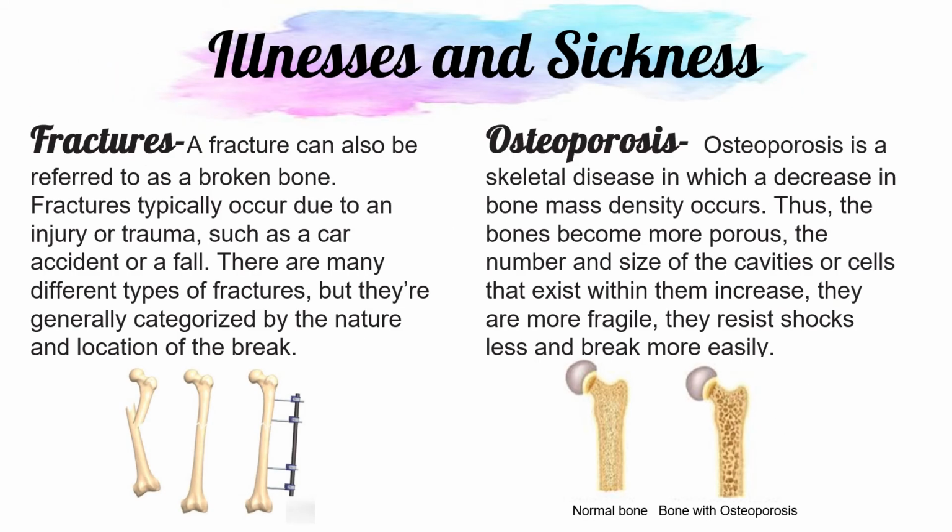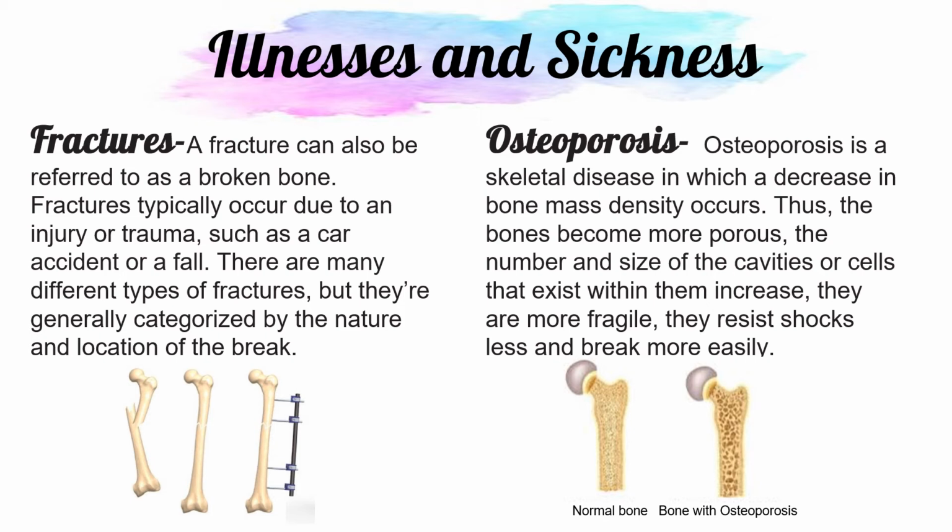I'm going to talk about the illnesses and sickness of the skeletal system. The first one that I'm going to talk about is fractures. A fracture can also be referred to as a broken bone. Fractures can occur in different parts of our body, and there are many different types of fractures, but they are generally categorized by the nature and location of the break.